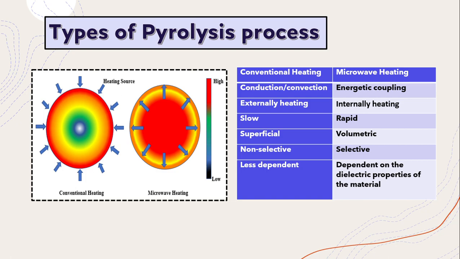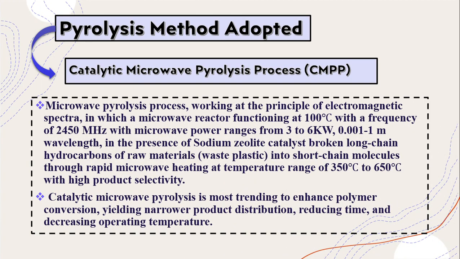In the case of microwave heating, there is energetic coupling, internal heating, and it is rapid, volumetric, and selective, and it depends upon the dielectric properties of the material. As microwave heating depends upon the dielectric properties of the material, unfortunately plastic has low dielectric properties. So we adopted the catalytic microwave pyrolysis process.